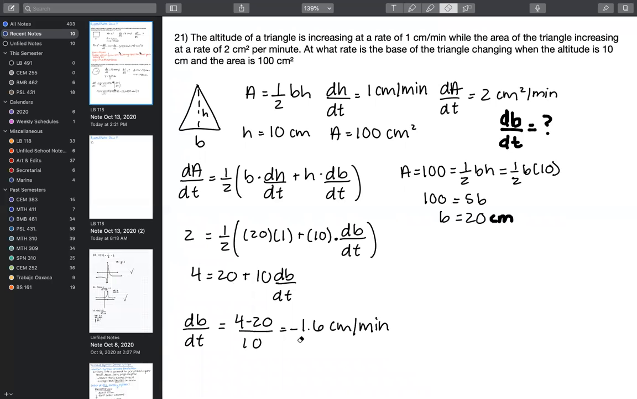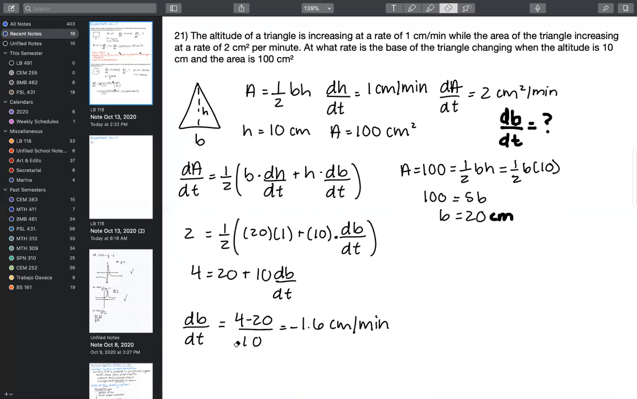When it comes to an exam, I would be totally fine. Well, this is simple enough that you should be able to figure out what the decimal is, because this 4 minus 20 will be negative 16 divided by 10. But say you've got something a little bit more complicated, you could probably leave that in its fractional form and receive full credit. Any questions on this problem before we move on to the last one?